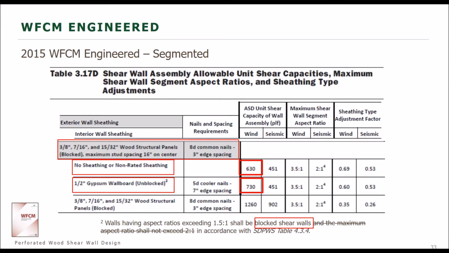So doing the math, we see that the gypsum gives us 100 pounds per lineal foot. Footnote 2 does state that walls having aspect ratios exceeding 1.5 to 1 need to be blocked. That's for the gypsum wallboard. So the exterior of our wall is required to be blocked under the wood structural panels, and then for segments where we have aspect ratios exceeding 1.5 to 1, the gypsum would also require blocking.